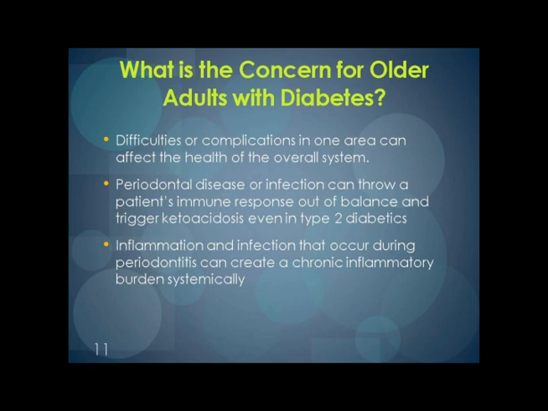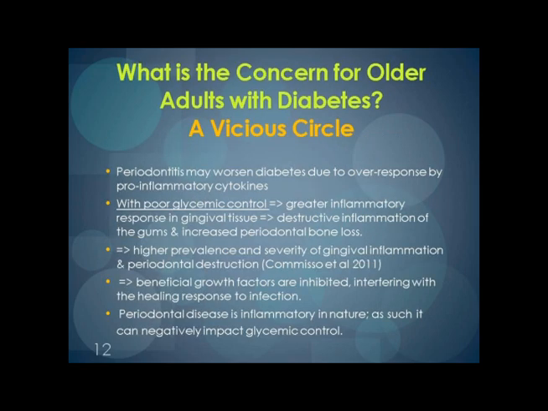What is the concern for older adults with diabetes? Inflammation and infection that occur during periodontitis can create a chronic inflammatory burden systemically, which makes it even more difficult for the already immunocompromised older diabetic adult.